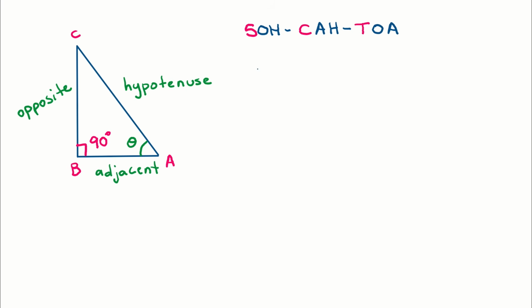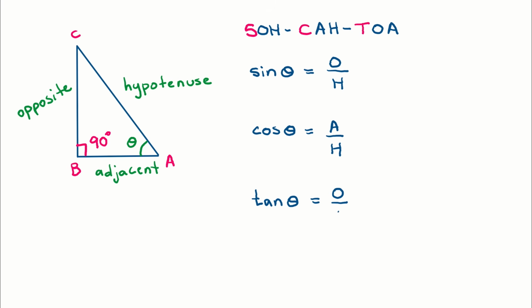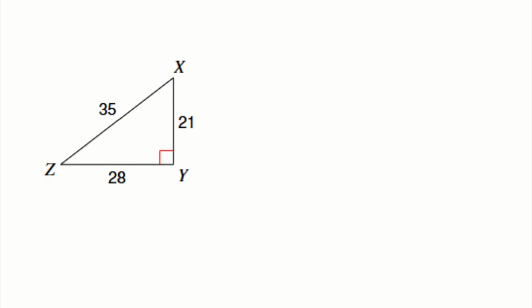What this stands for is sine of our reference angle theta is equal to opposite divided by hypotenuse. Cos of our angle theta is equal to adjacent divided by hypotenuse. And tan of our angle theta is equal to opposite over adjacent. Now that we know that, we are able to solve any right angle triangle or get the three primary ratios of any right angle triangle if we know the three sides. So let's go down and look at an example of this.